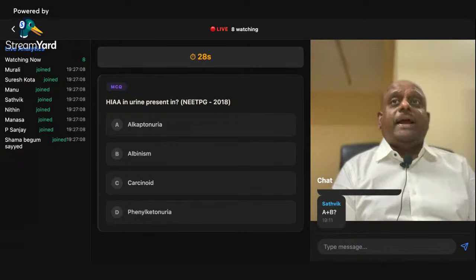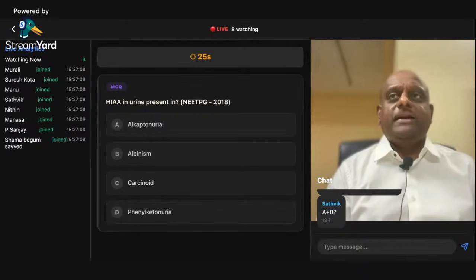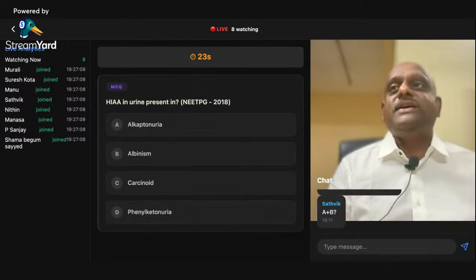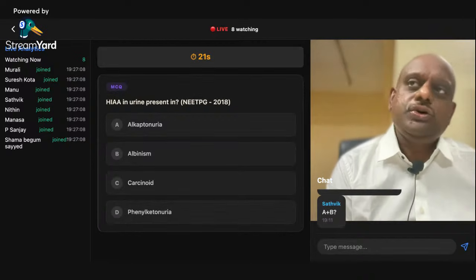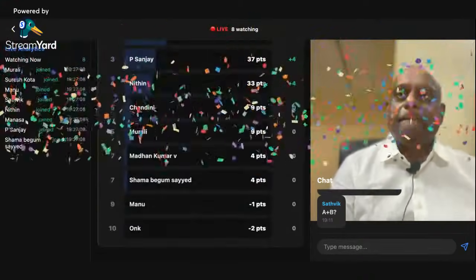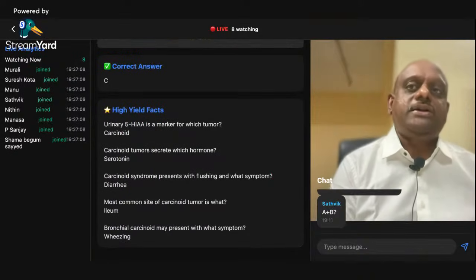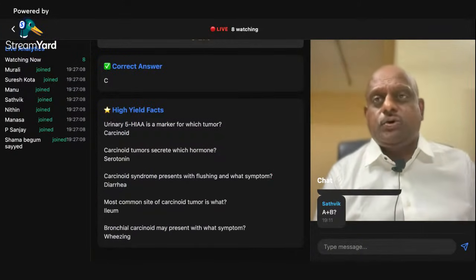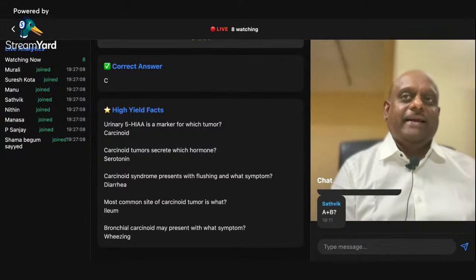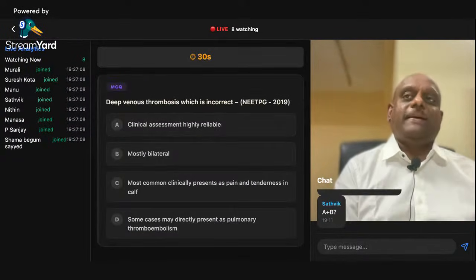Hydroxyindole acetic acid, HIAA, is typically present in which syndrome, doctor? Easiest question, 2018 question. So you should know it is the carcinoid where hydroxyindole acetic acid is present. The most common site of the carcinoid tumor is the ileum, is what we have to remember emphatically for tomorrow's exam.